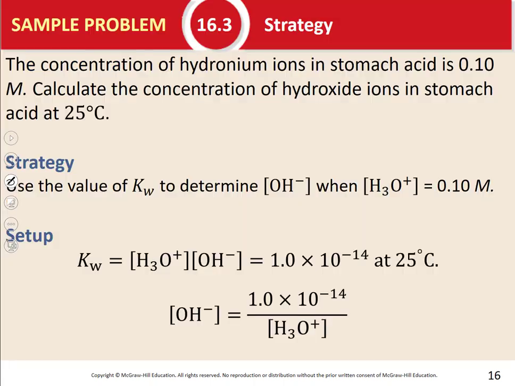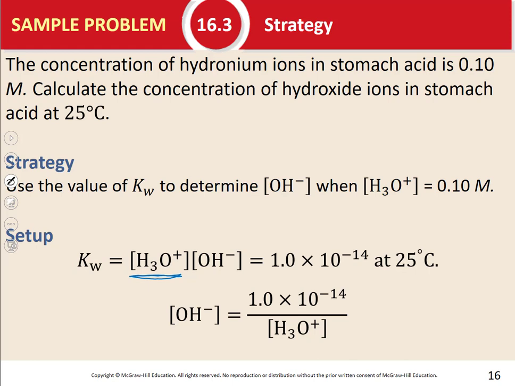Let's try that out. The concentration of hydronium ions in stomach acid is 0.10 molar. Calculate what the concentration of hydroxide ions is in that stomach acid. So I'm giving you that hydronium is 0.10 molar, and I'm asking what is the concentration of the hydroxide ions at 25 degrees Celsius.